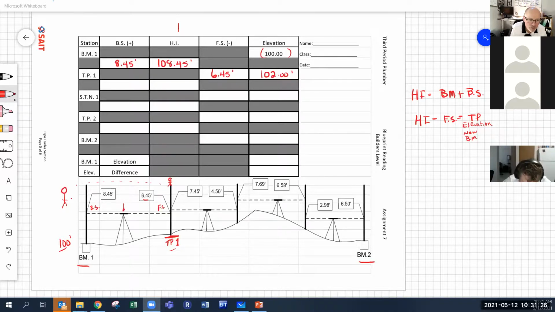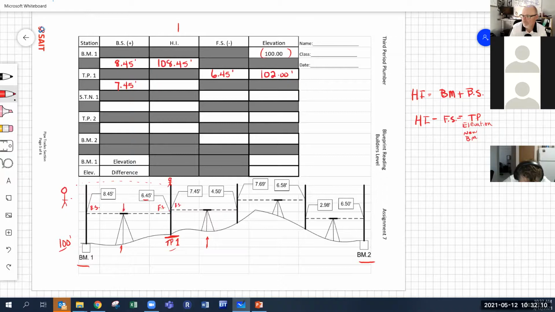So now we have our foresight done. And at this point, this operator now, he moves his instrument to a new location. The dude with the rod at turning point 1 stays there. They don't move yet. And now at this location, so I have a new spot for my instrument. I take a back sight right there. And the back sight at turning point 1 is 7.45 feet.